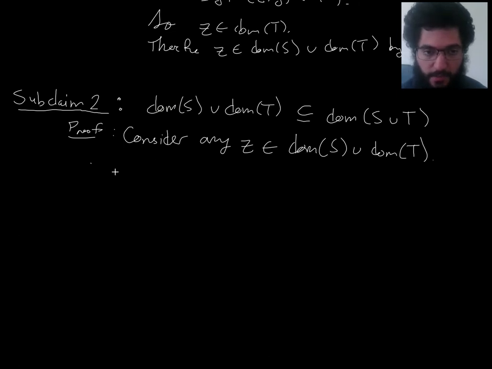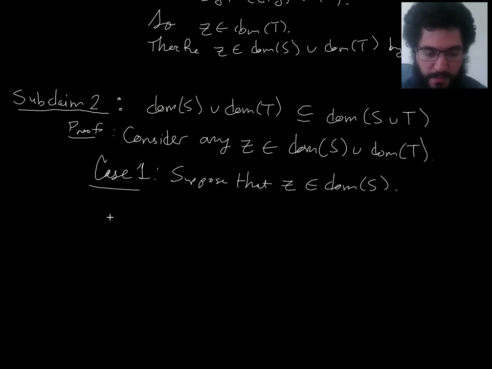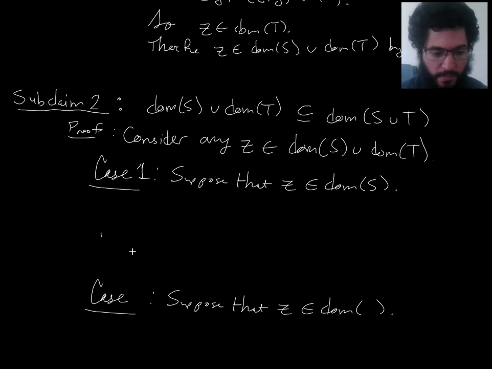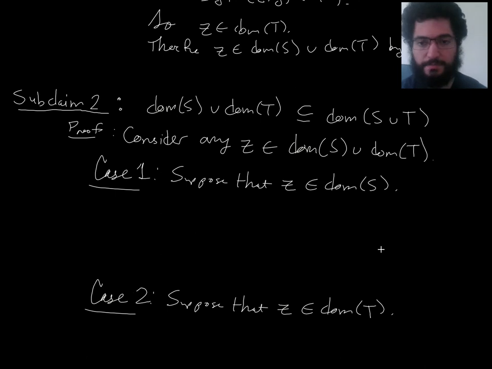So I can say that, or we're used to it enough now that I can just immediately go to the case split. Case 1, suppose that z is in there. Case 2, suppose that z is in domain T. Okay, now in each case, I want to get to the ultimate goal of z being in the right-hand side here.